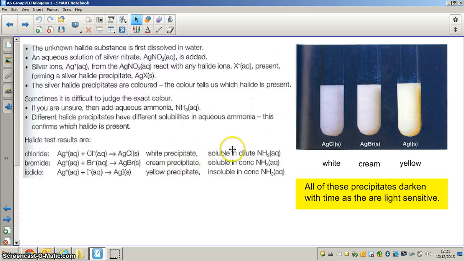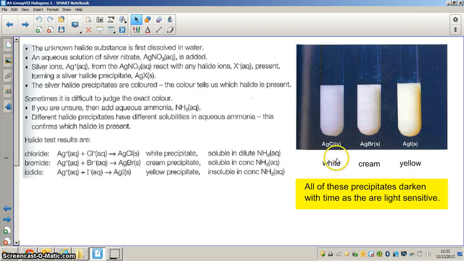And for a check, with chloride ions the precipitate is soluble in dilute ammonia and it vanishes effectively. With bromide ions, when you add dilute ammonia, the precipitate remains and will only vanish when you add the concentrated ammonia. And finally, with the iodide, the precipitate remains even when we add the dilute and concentrated ammonia. And over here is just a summary picture of the three precipitates formed.